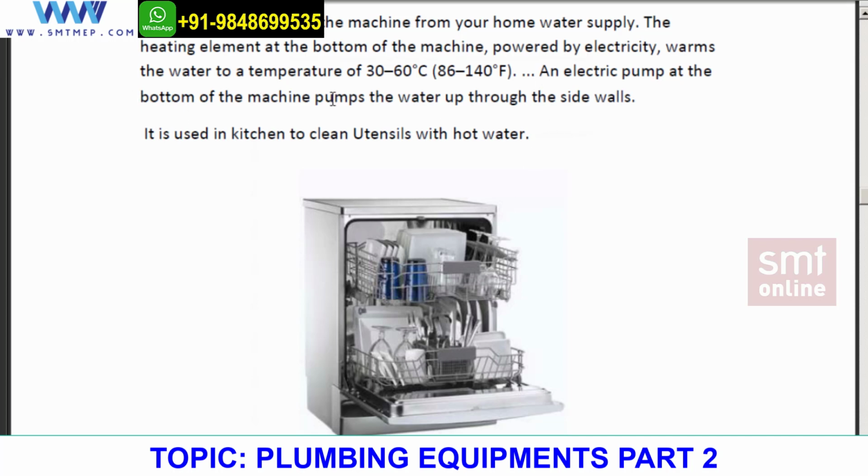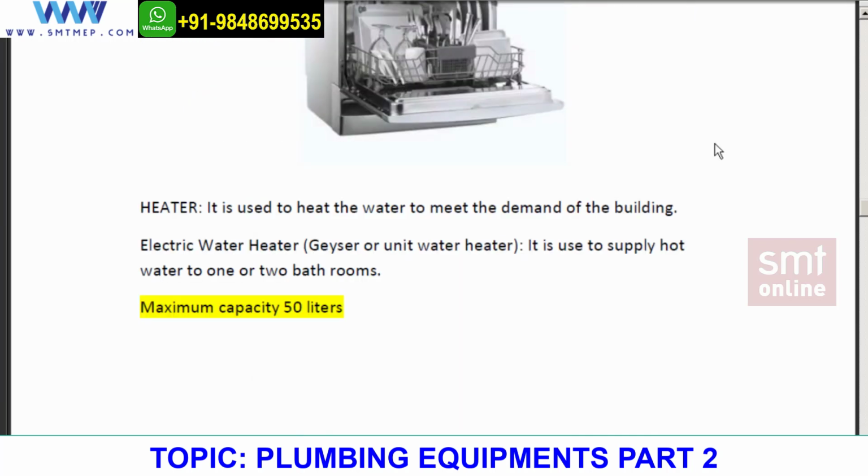An electric pump at the bottom of the machine pumps the water up through the side walls in this manner. Okay, and from here a jet of water comes out, and this way it goes on. It is used in the kitchen to clean utensils with hot water. Sorry. So let's see the next equipment over here.